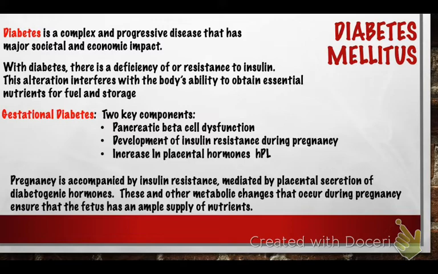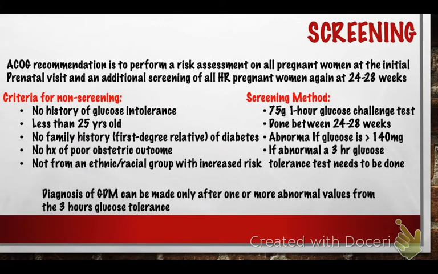Okay, so now that I covered that and I wanted to bring that point up, now we can talk about screening. Okay, so let's talk about screening. ACOG recommendation is to perform a risk assessment on all pregnant women at their first prenatal visit, and additionally screening of all high-risk pregnant women, again at 24 to 28 weeks or earlier if risk factors are present.